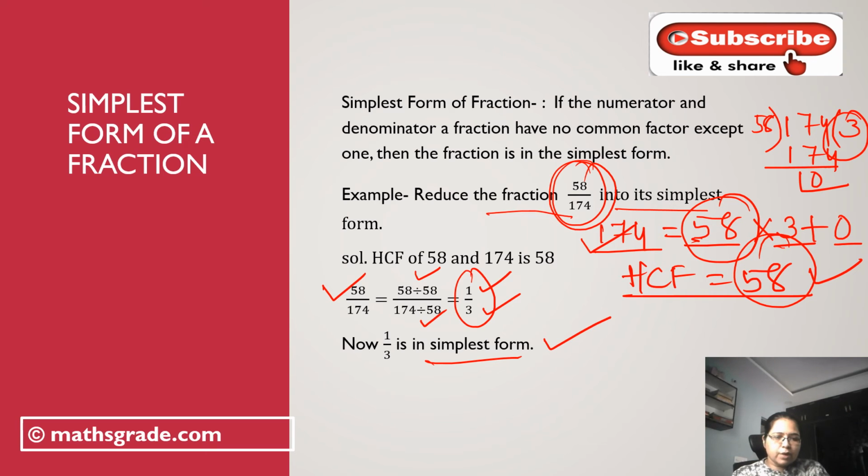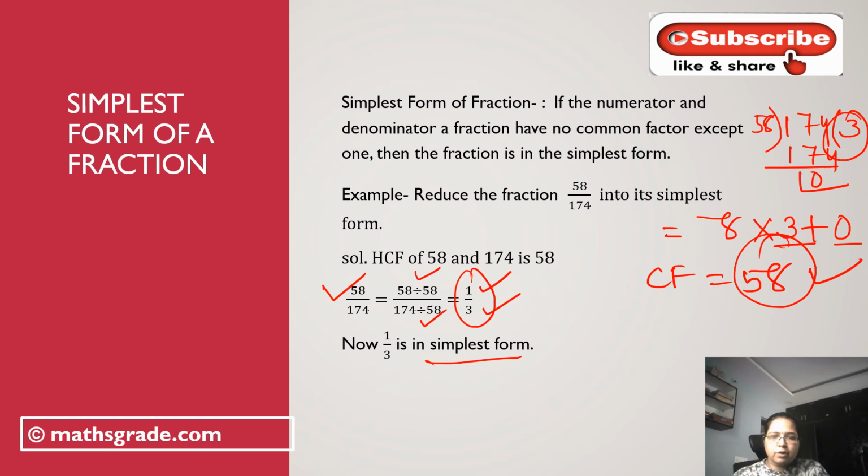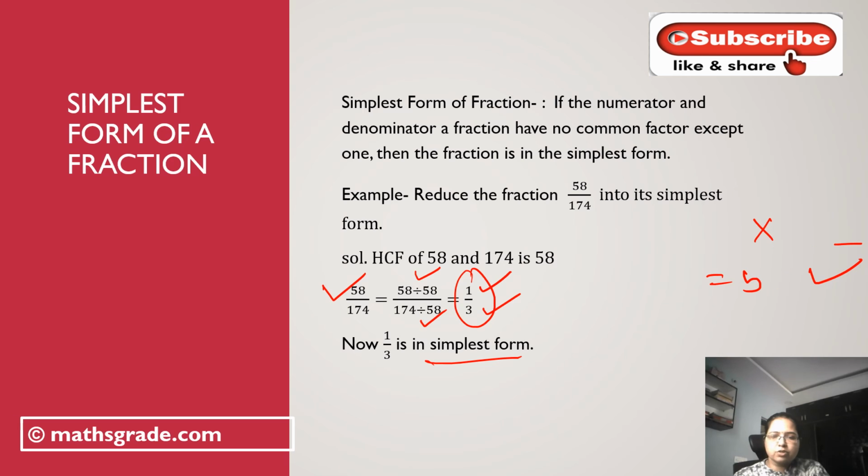Now we have learned how to find the simplest form of a fraction. When the numerator and denominator have no common factor except 1, then that fraction is in simplest form. But if there is a common factor in the numerator and denominator of the fraction, then we have to first find out the highest common factor using the prime factorization or division method. Then after getting the highest common factor, we divide the numerator and denominator by it. After dividing, the fraction that we get is the simplest form of the given fraction.